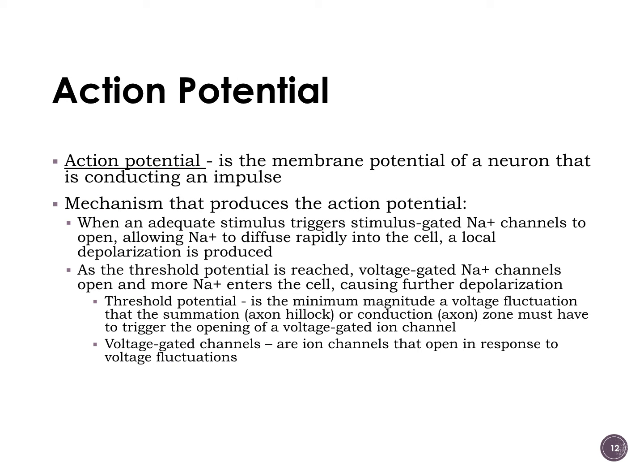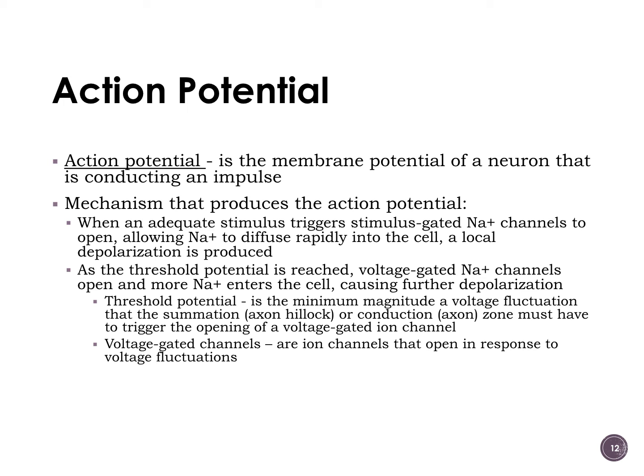So again, our action potential is the membrane potential of a neuron that is conducting the impulse. The mechanism that produces the action potential occurs when an adequate stimulus triggers the stimulus-gated sodium channels to open, allowing that sodium to rapidly enter the cell and cause a localized depolarization. As that threshold potential is reached, the voltage-gated sodium channels are going to open to allow more sodium to enter the cell, causing further depolarization.